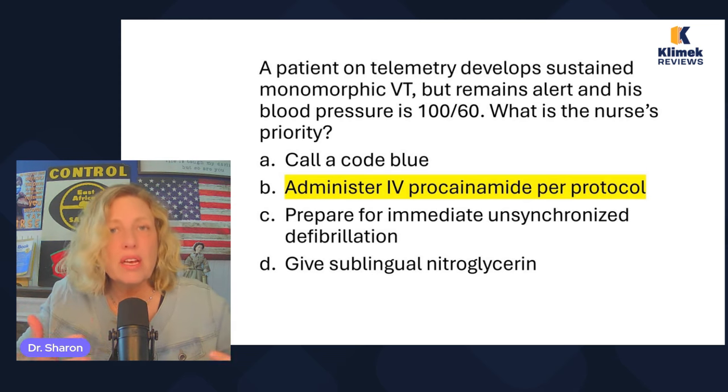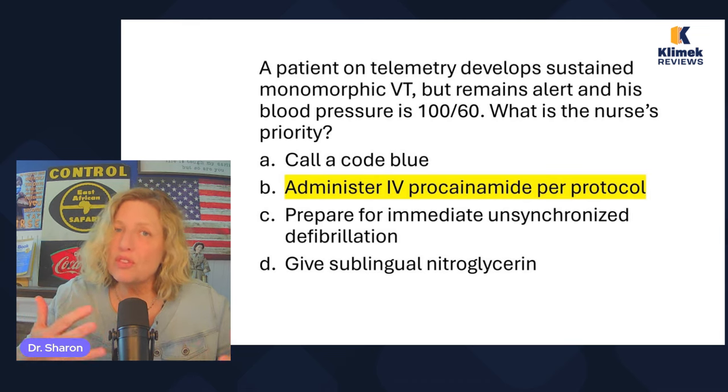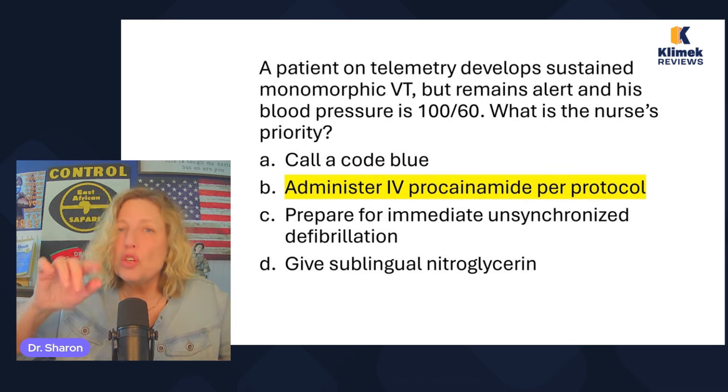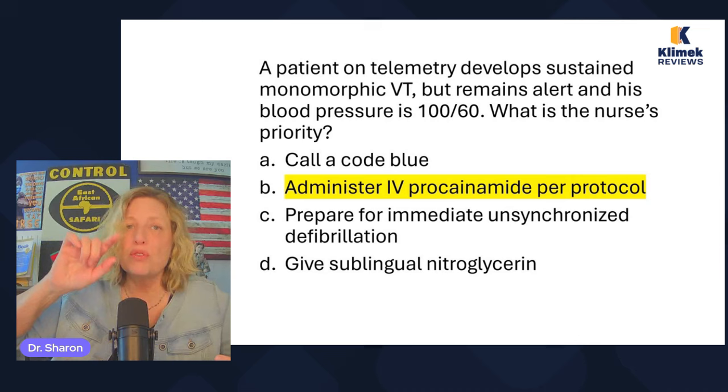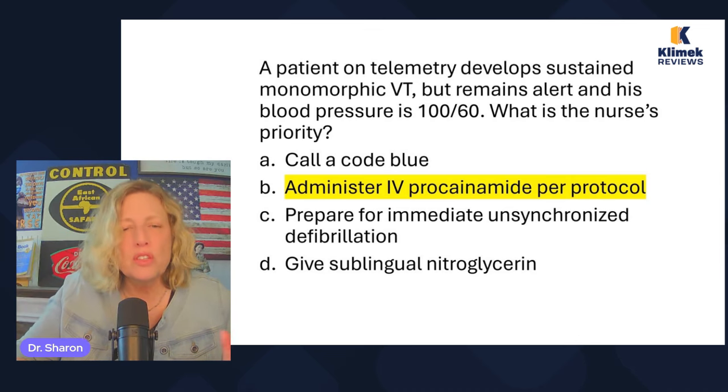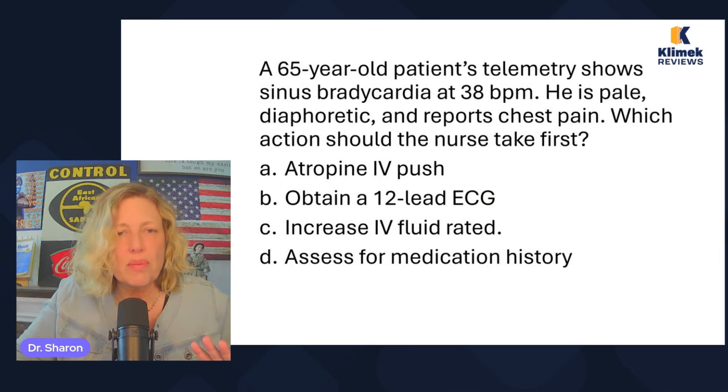They have a pulse. It's monomorphic. If it becomes polymorphic, that's when you start seeing really wide U-looking rhythm as opposed to a V-looking rhythm. So that's sort of the difference between polymorphic and monomorphic.